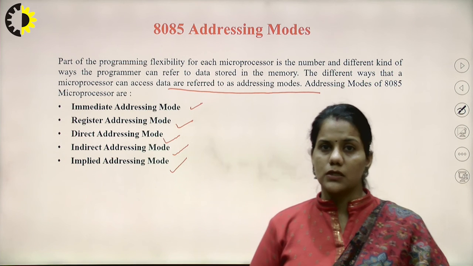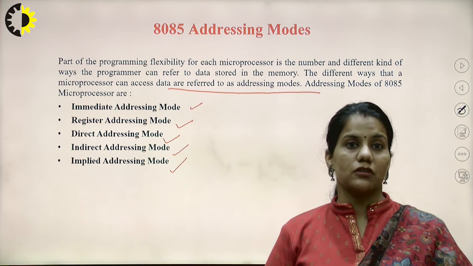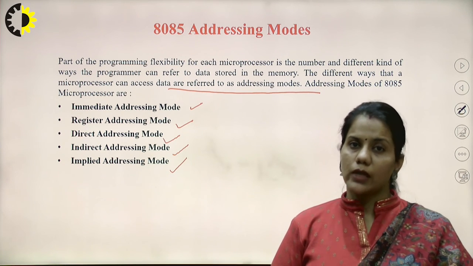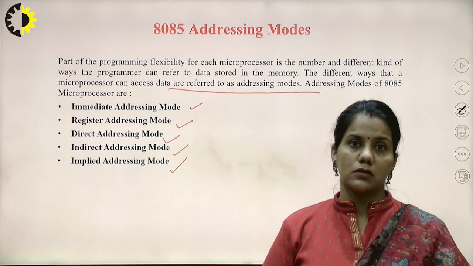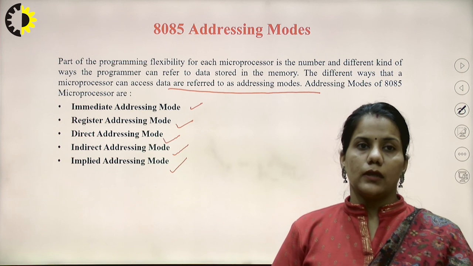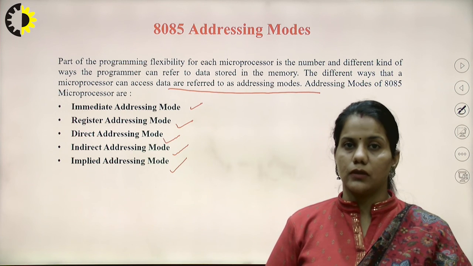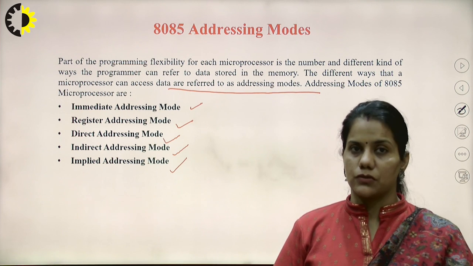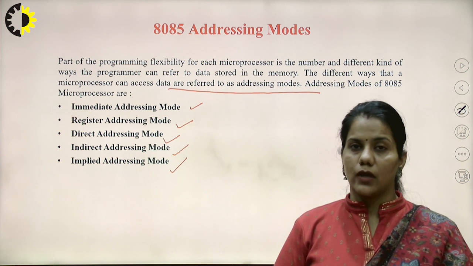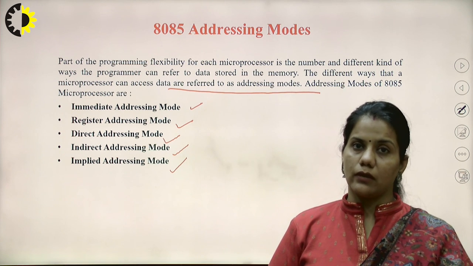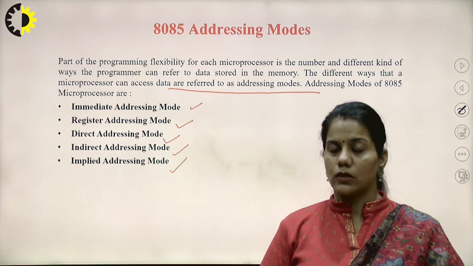Direct addressing mode means the value of the memory address is mentioned in the instruction. Indirect addressing mode means the address is mentioned, but indirectly. Implied addressing mode means the operands are already implied and understood, with no need to mention any operands in the instruction. In this way, today we complete two topics of 8085: instruction formats and addressing modes. In further lectures, we will move on to the instruction set of 8085.